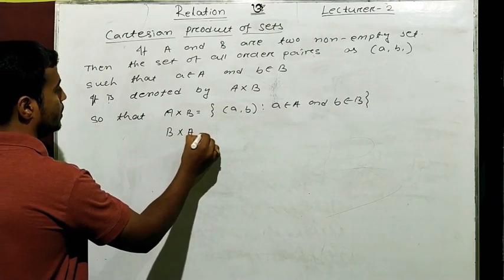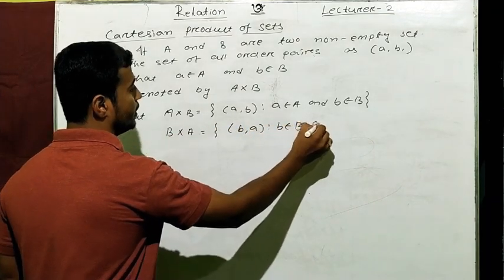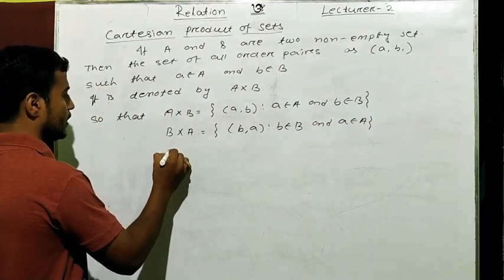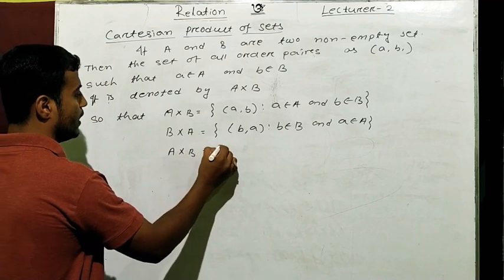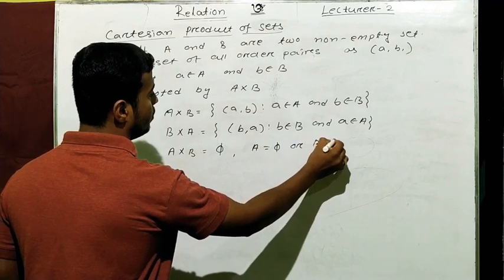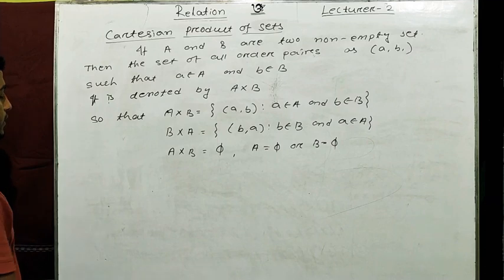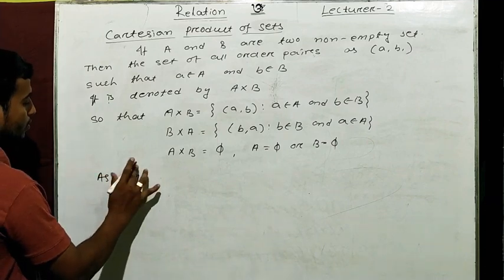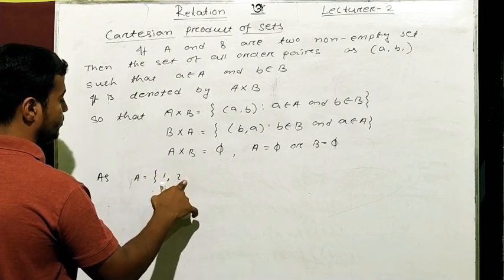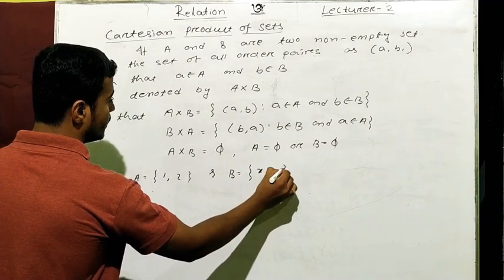Similarly, B cross A equals (b, a) such that b belongs to B and a belongs to A. Also, if A cross B equals phi, then A equals phi or B equals phi, either A is phi or B is phi. Let A equal the set containing 1, 2 and B the set containing x, y.